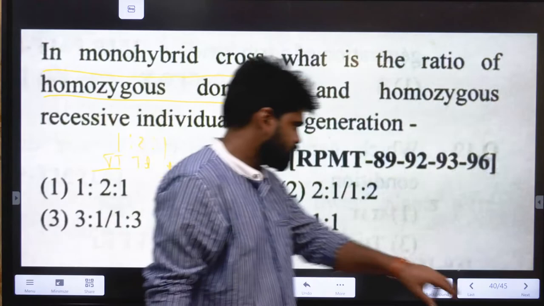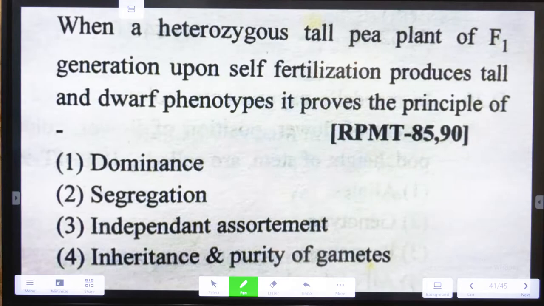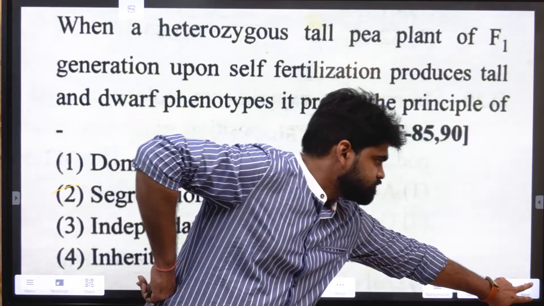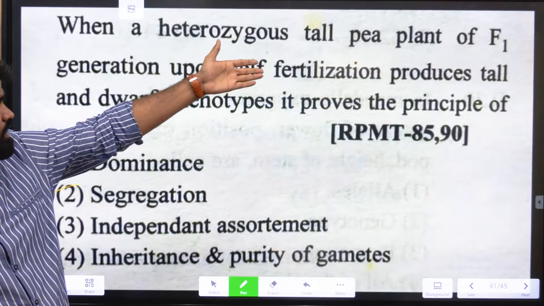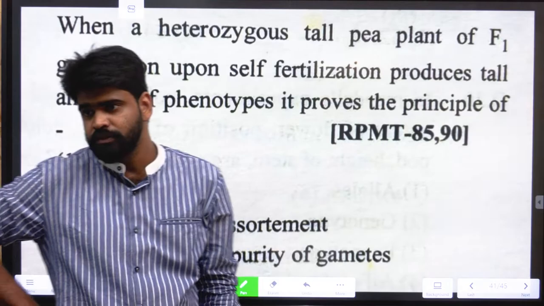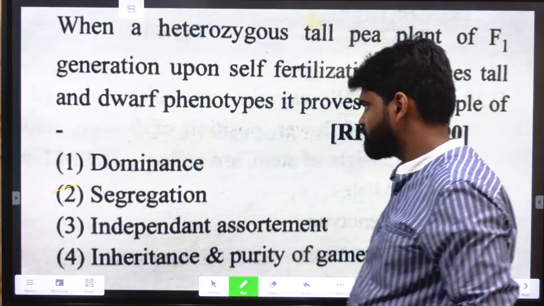When a heterozygous tall pea plant of F1 generation upon self-fertilization produces tall and dwarf phenotypes, it provides the principle of what? You are saying inheritance and purity of gametes? Segregation only, no? Yes, sir. For gamete formation at least.